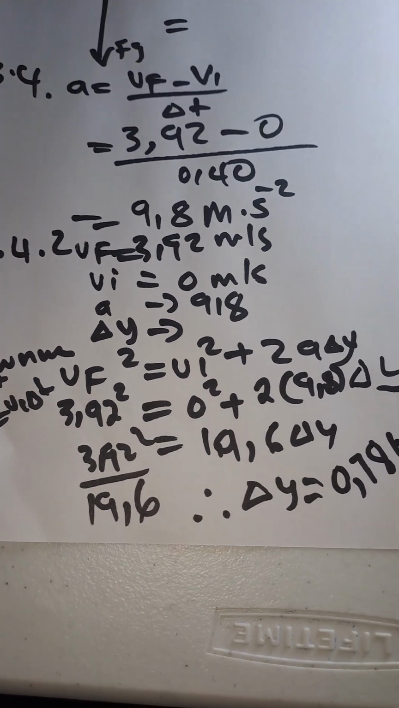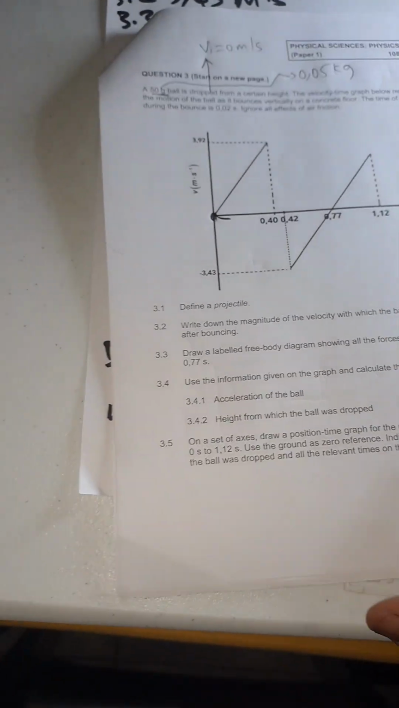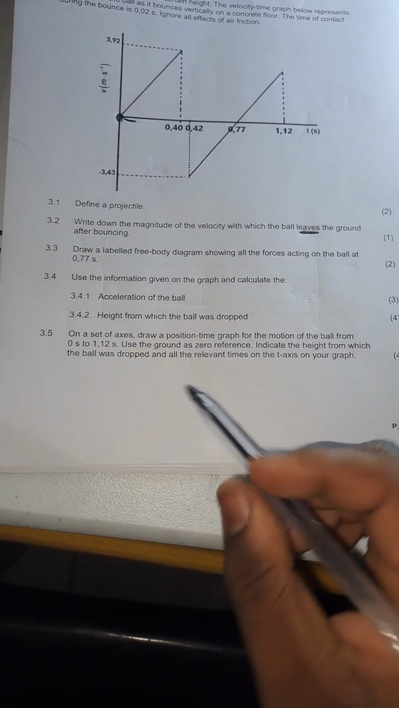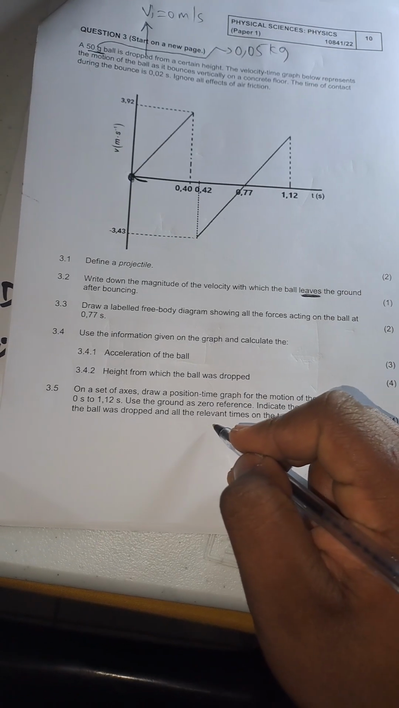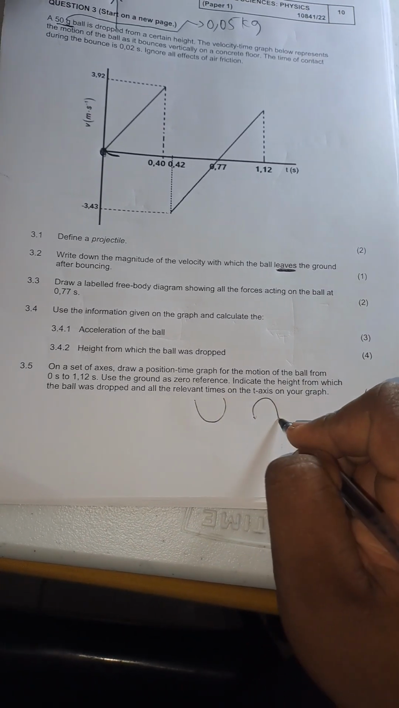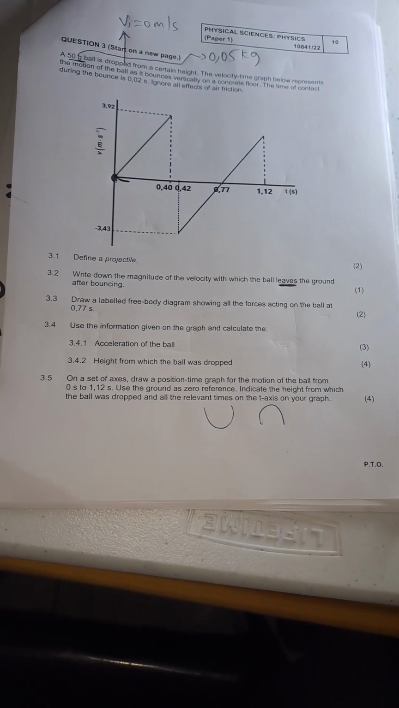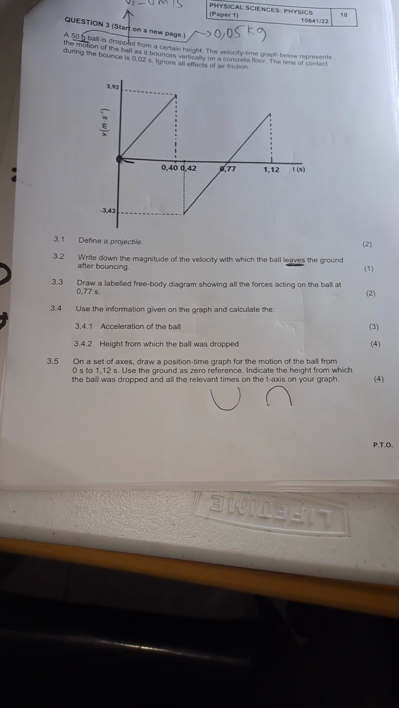Let's continue to the next question. What does it want? Now, on the set of axes, draw a position-time graph. So you know what the position-time graph is, it is like this parabola. It's like this or like this or whatever. It simply shows you how the motion was.